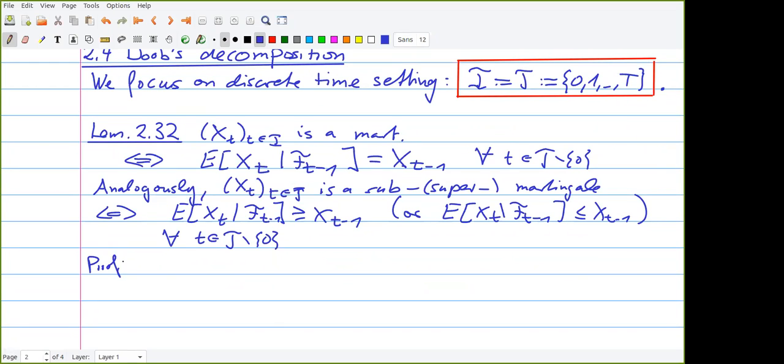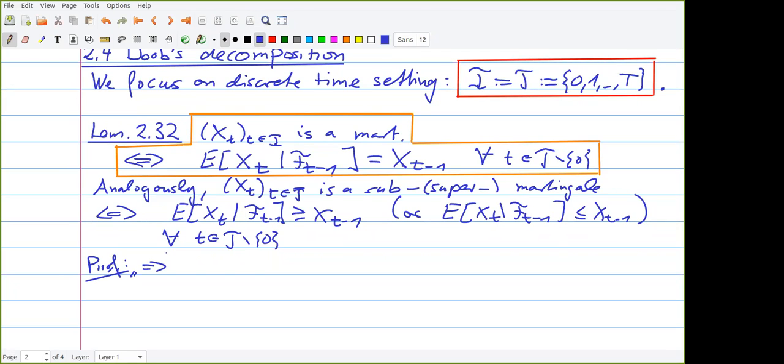So now the proof. Here I want to focus for the proof on the first statement. I want to prove that something is a martingale if and only if it's locally a martingale. That's what we're going to prove. And the one direction is, I would say, obvious. Just take the definition.